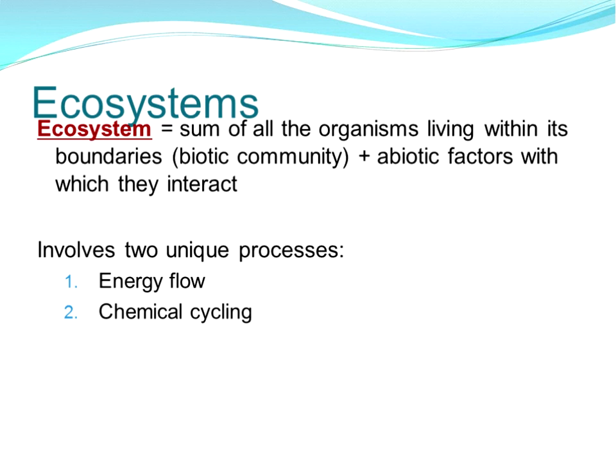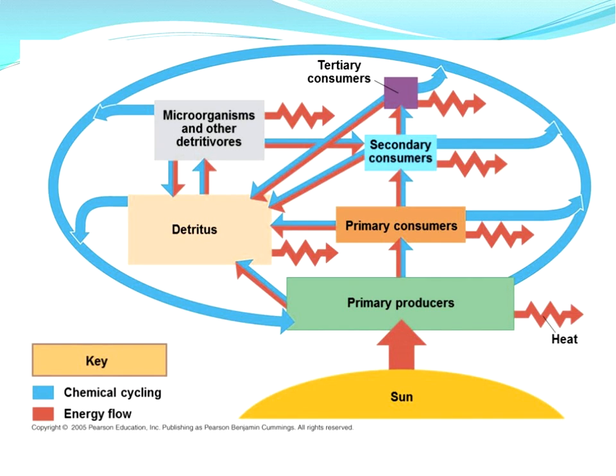Doing okay, Caleb? Okay. All right, so with ecosystems, again, this is all of the biotic and abiotic factors and how they interact. And there are two main interaction processes: energy flow and chemical cycling. So we're going to look a little bit at food webs and how energy flows through the organisms, and then we're also going to look at some of the geochemical cycles as well.